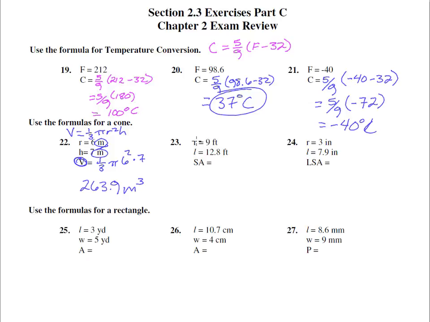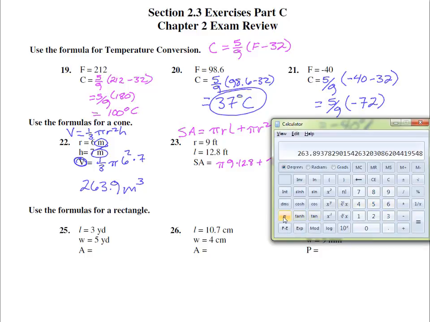Number 23, r is 9 feet, L is 12.8 feet, SA. Notice we will not be using the same formula that we used in 22. This is the SA formula, and again will be on your formula sheet, or you can pull it out of your textbook for this exercise. The surface area is pi r L, that 12.8 feet, plus pi r squared, which is the area of the circle on the bottom of the cone. So the surface area is going to be, in this case, pi times 9 times 12.8 plus pi times 9 squared. This will be valuable to stick into our calculator, I think.